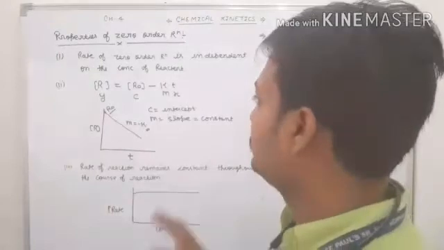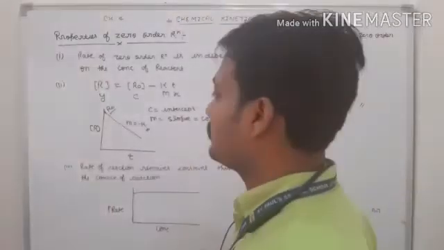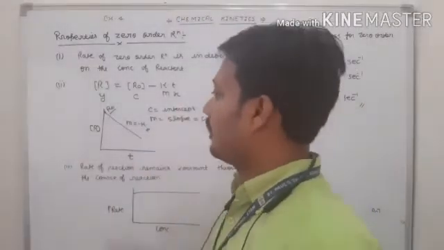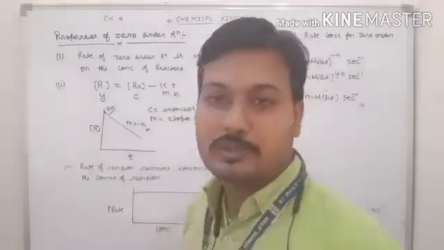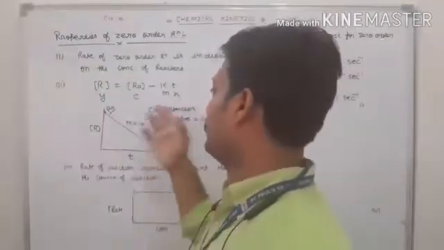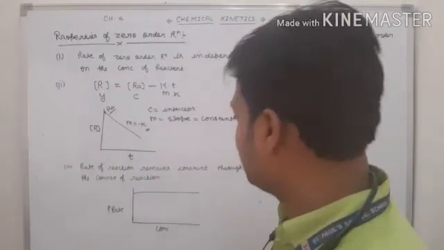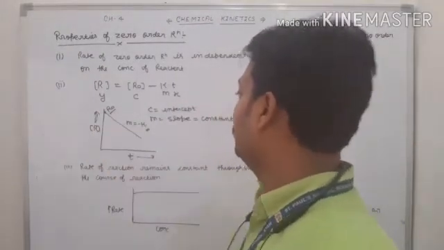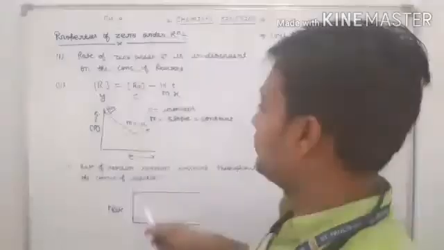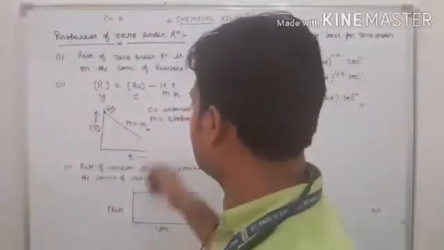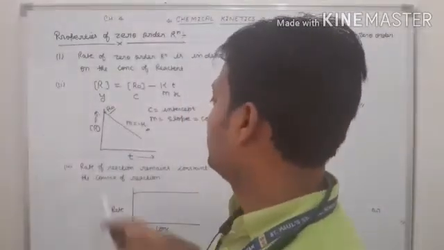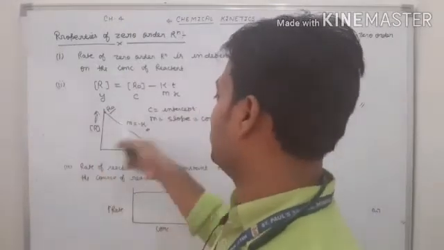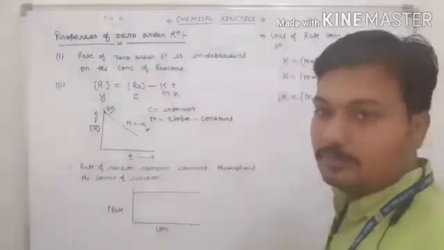Again try to understand, zero order reaction is independent of the concentration of reactant. R is equal to R naught minus Kt. You have got this equation during the derivation. So here y is equal to mx plus c. R is the concentration on the Y axis, t is on the X axis, and this is the slope, that is negative. So such type of graph will be formed.